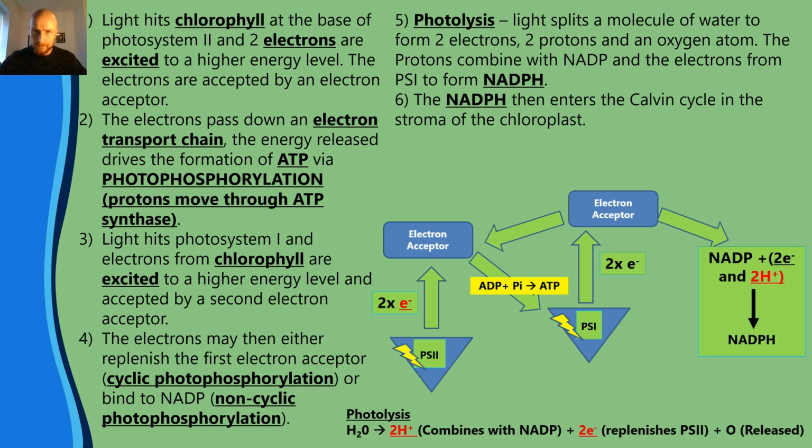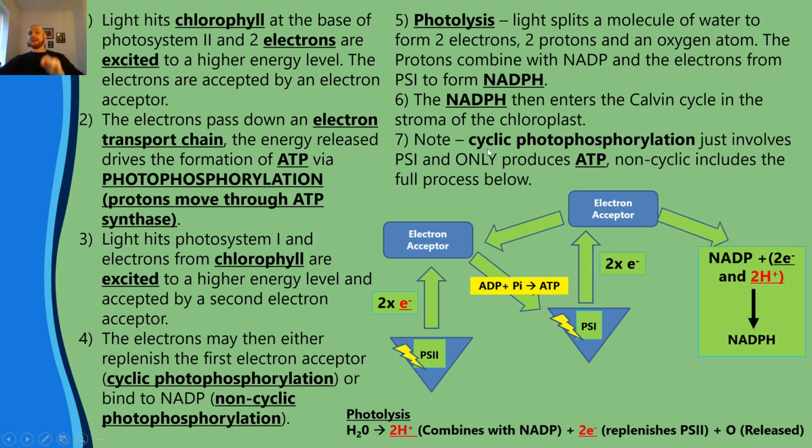Again, don't worry if you haven't got it yet, guys. This takes time to build the steps you need to master this topic. Every single year, my students say that this is challenging. Now, here's a note for you as well. Cyclic photophosphorylation just involves photosystem 1 and it only produces ATP. Non-cyclic involves the full process.